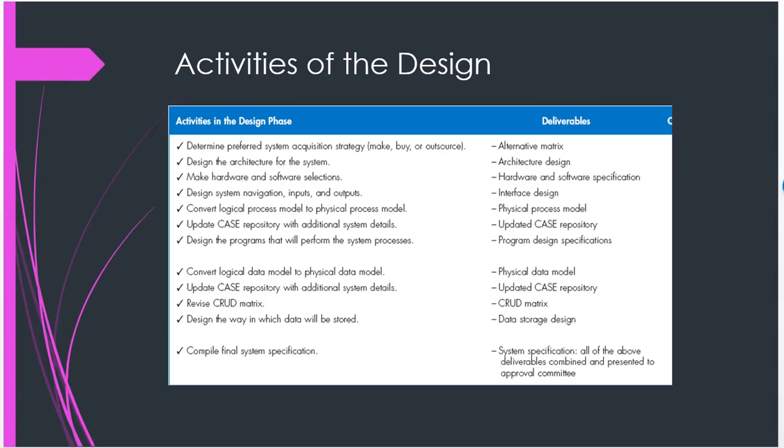Then you also look at the various processes. As we did under the data flow diagram, you look at your various processes and you make sure that you have all the specifications of how you're going to actually get those processes to be implemented. Then as far as your data is concerned, you're looking at how to save and how to manipulate the data that the system is going to require.